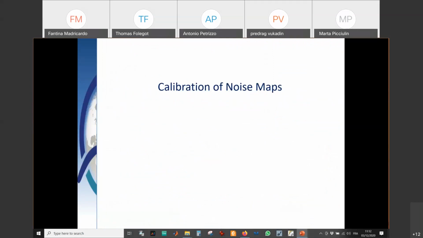All right, calibration of noise maps. And that's going to be the last item, I think, for this morning. Let's go. It's going to be quite technical here.